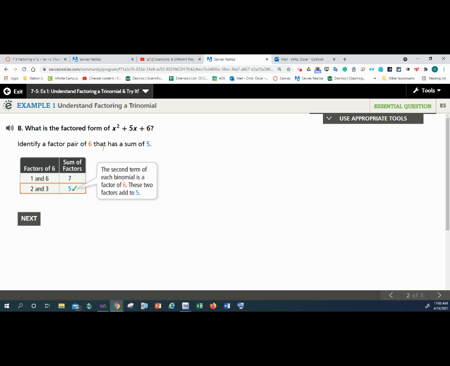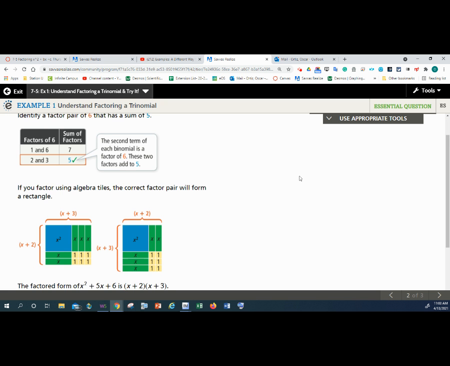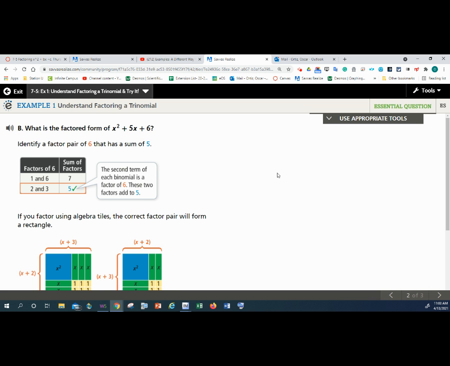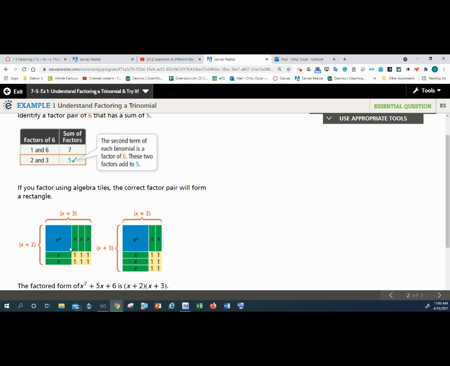So first, we'll find factors of 6. And 6 has two pairs of factors, 1 and 6, because 1 times 6 equals 6, and 2 and 3, because 2 times 3 equals 6 also. But if we analyze, the sum of 1 and 6 is 7, whereas the sum of 2 and 3 is 5. So that's the number that we see in the middle. So we can say that x squared plus 5x plus 6 can be factored.